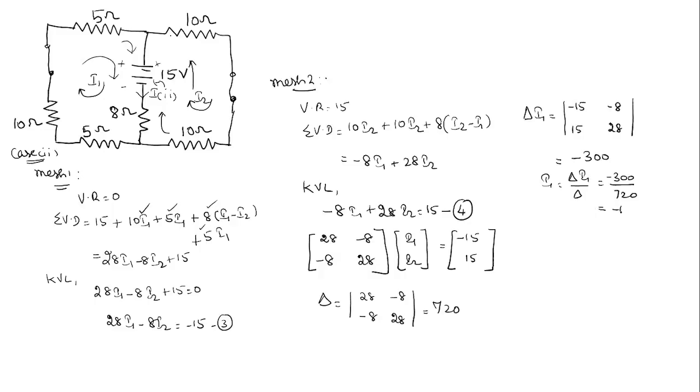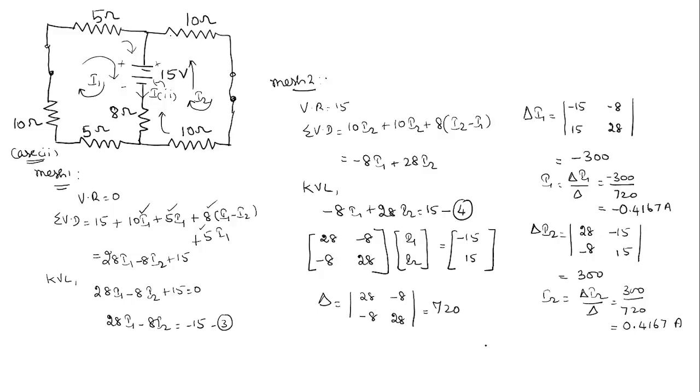This will be equal to minus 0.4167 ampere. Okay. So next we have to find out delta I2. For delta I2, the second column should be replaced with the right hand side matrix 15, minus 15, 15. So this value will be equal to plus 300. So now I2 will be equal to delta I2 divided by delta, 300 divided by 720. This will be again plus 0.4167 ampere. Now I suffix 2 in this case will be equal to I1 minus I2.